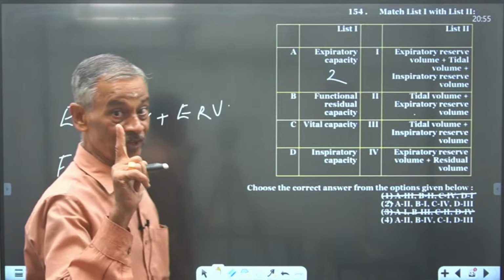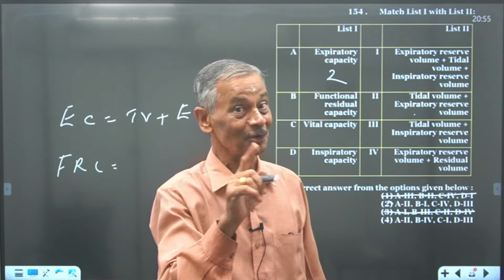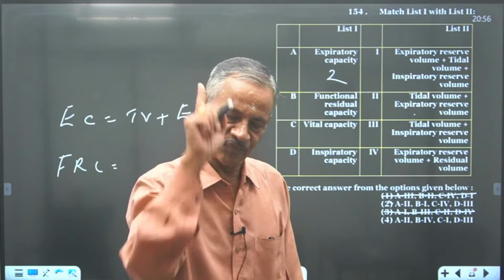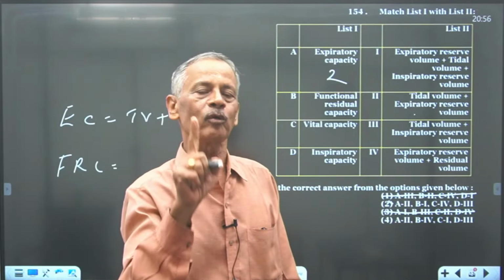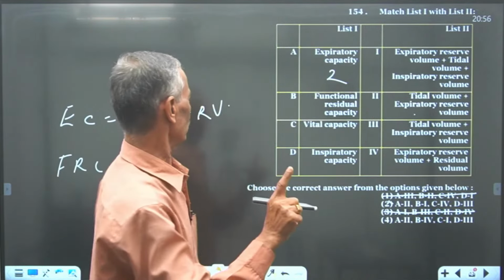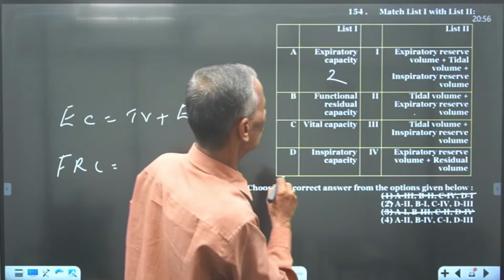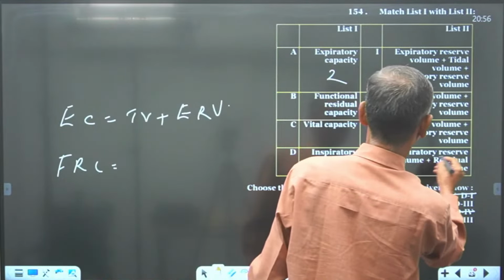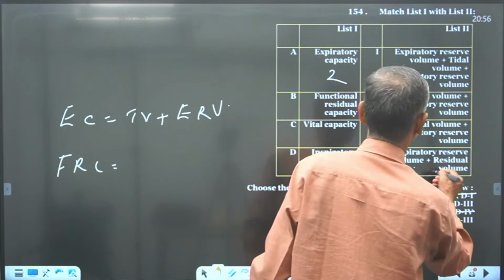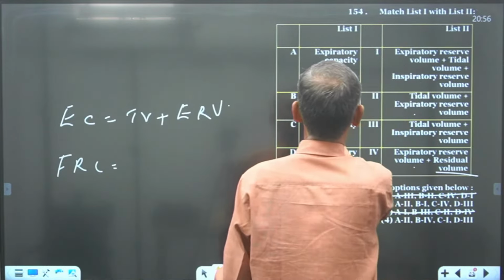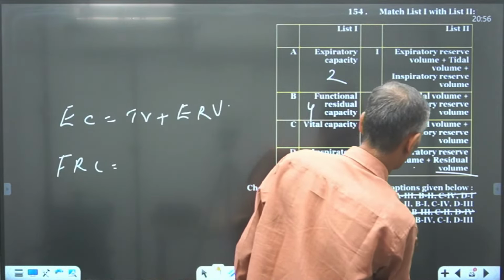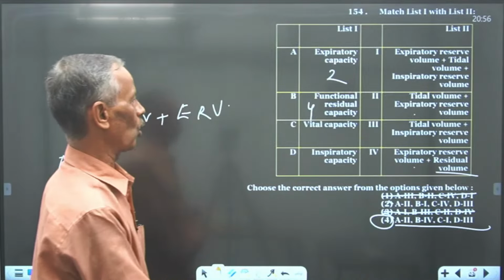I have told you several times, whenever you are having a doubt, you have to draw a diagram. For this is a definite question and you have to make a diagram if you are having any doubt on that. Okay, FRC is equal to expiratory reserve volume, that is volume of air we can send out, plus the volume you can never send out. So it is 4. So 2 is followed by 4. So immediately we came to the answer 4.